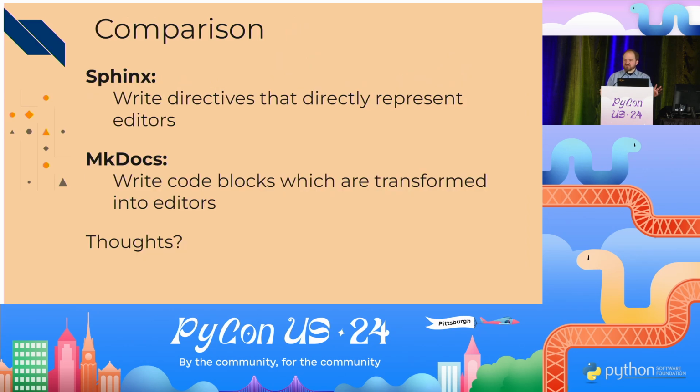There's sort of two different tactics we have going on here. The Sphinx PyScript extension, you write your editor cells directly, so you're writing directives that represent editors. So whenever you build them, you get editor cells. In MkDocs, you're writing code blocks that are then transformed into editors. So if you build without the extension, you just get vanilla code blocks. And these are sort of two different ways you could think about putting this stuff in your code, and I don't know which one is better.